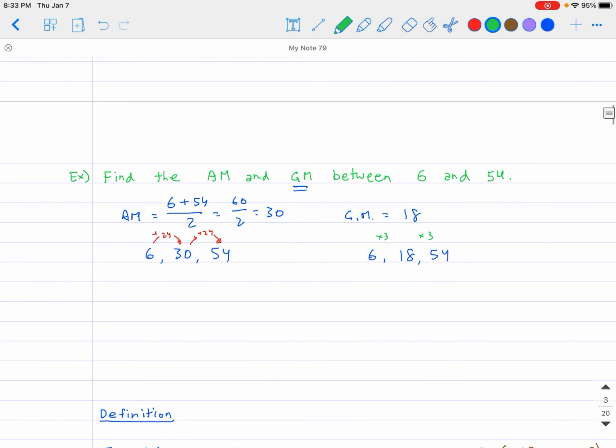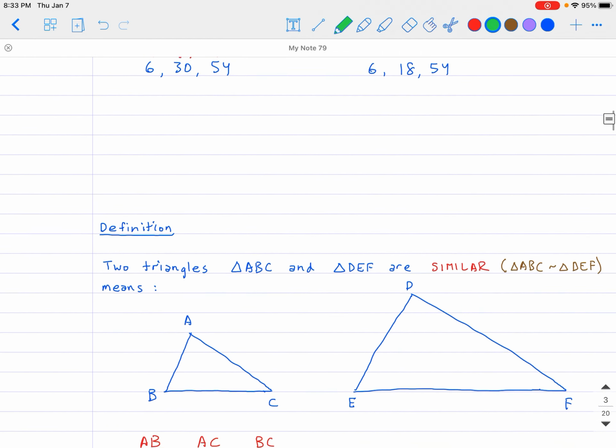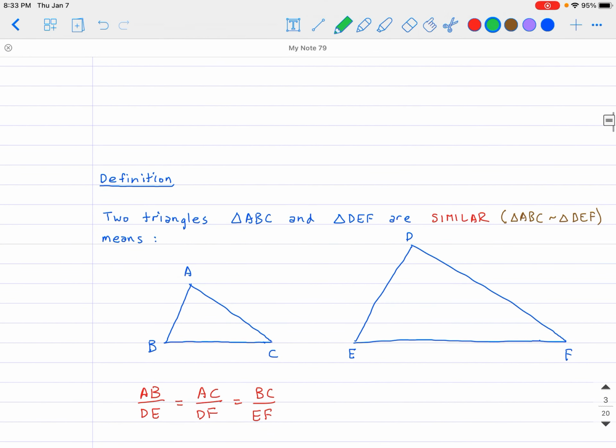Okay. All right. So now the last thing I want to define for you is proportionality or similarity between triangles. Taking everything that we learned so far in geometry about triangles, how does the word similar apply to triangles? Well, we're going to define it by the following. Two triangles, ABC and DEF, are similar, and the way that we can denote it is ABC, then the squiggly line, and then DEF, means the following.